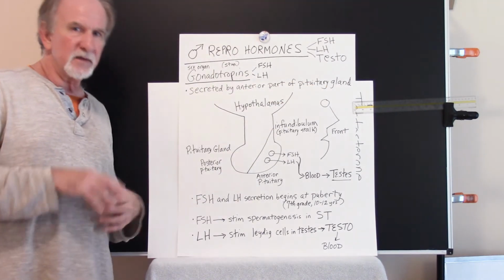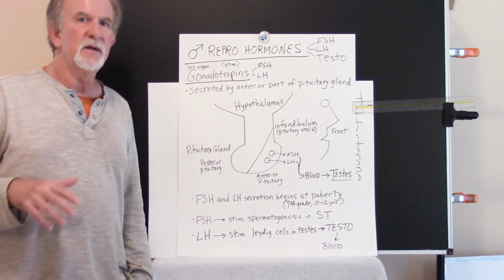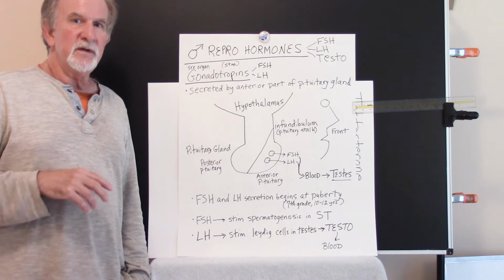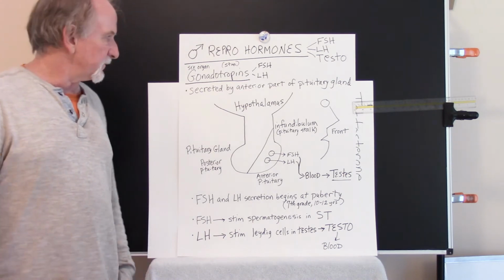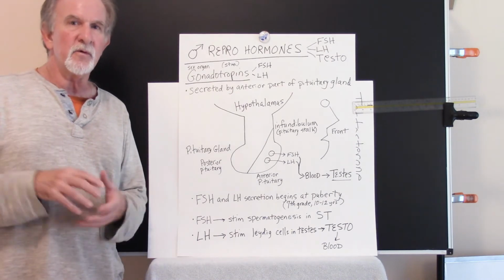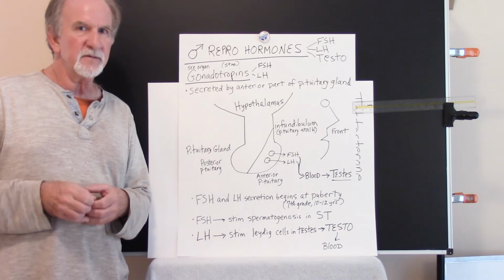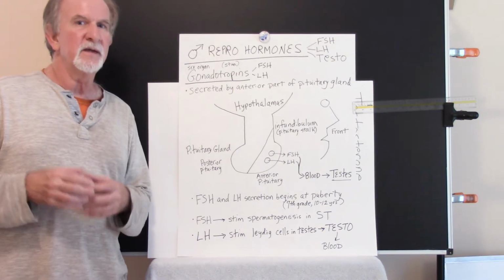So I just want to tell you a little bit about the pituitary gland. Some of this should be a review from last semester when we talked about the nervous system. So the brain consists of 4 regions: cerebrum, diencephalon, cerebellum, and the brainstem.